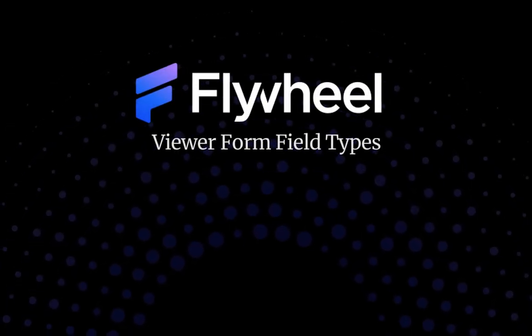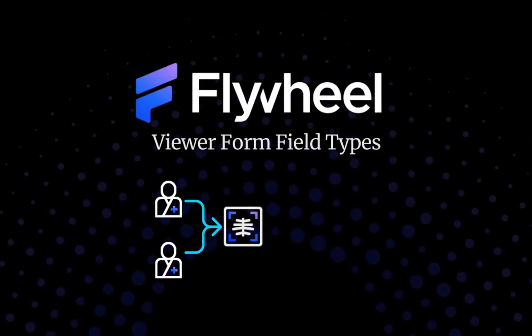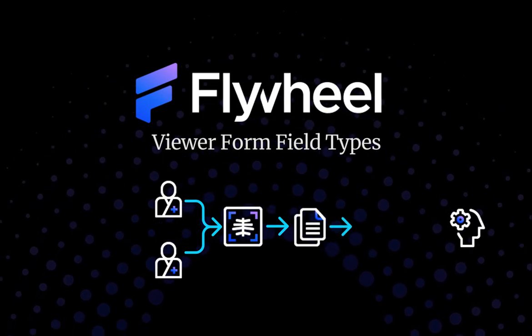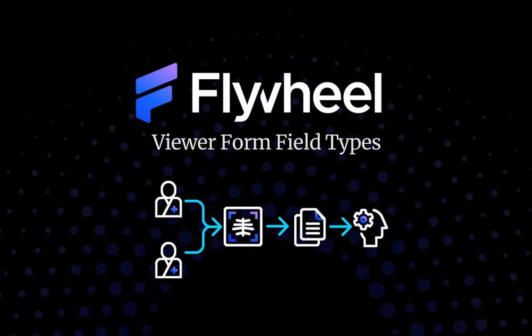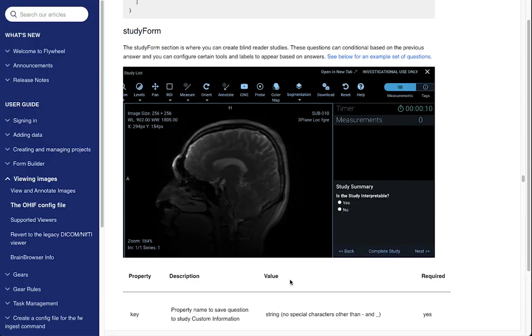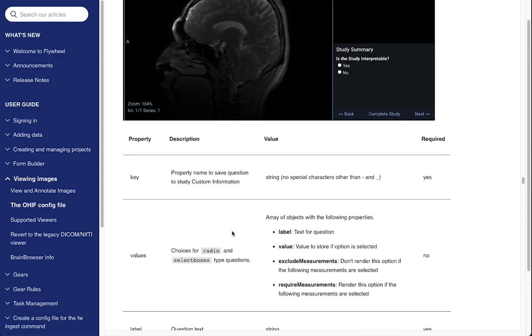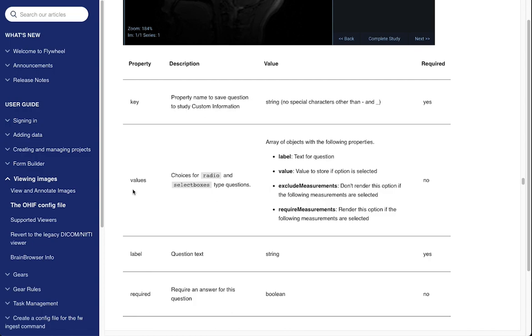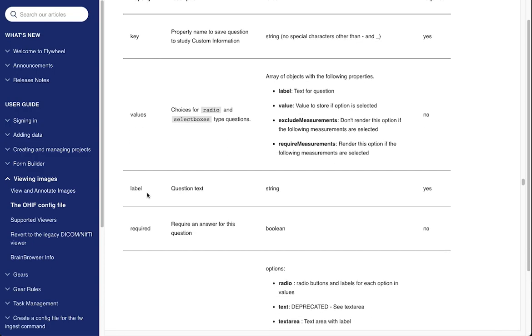This is the first in a series of tutorials outlining how to build your custom viewer form. We will focus on which form field types are supported and how they are best utilized. In Flywheel's user document portal, you can find additional details and examples in the Study Form section. In this video, we will cover each of the form properties and go over how to set up the field types.